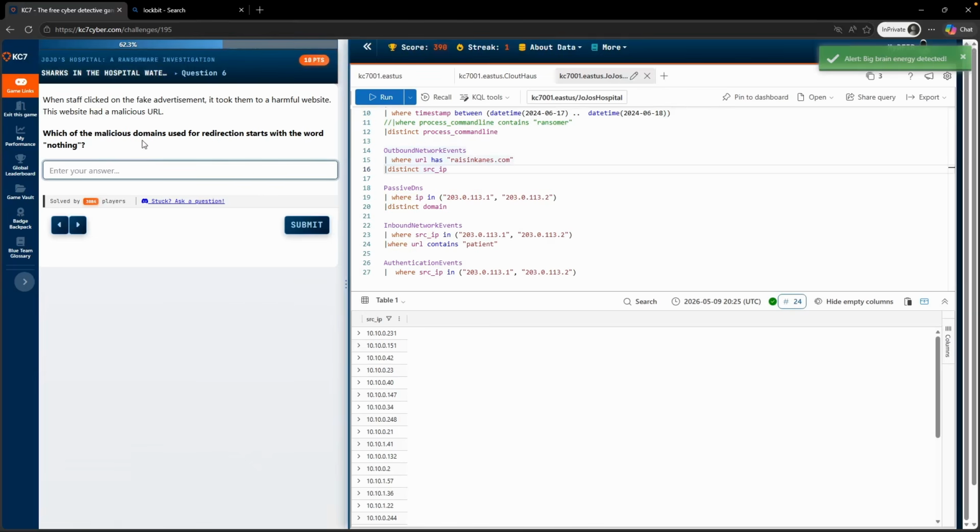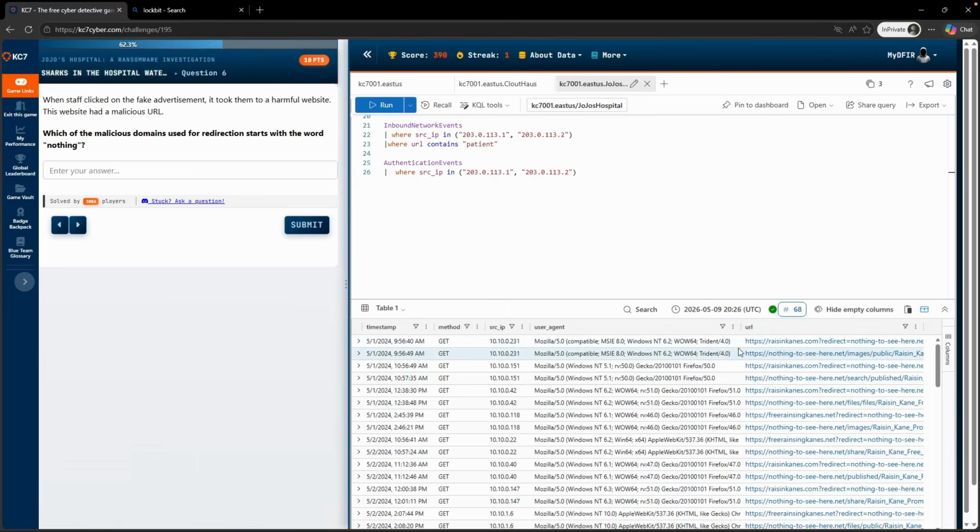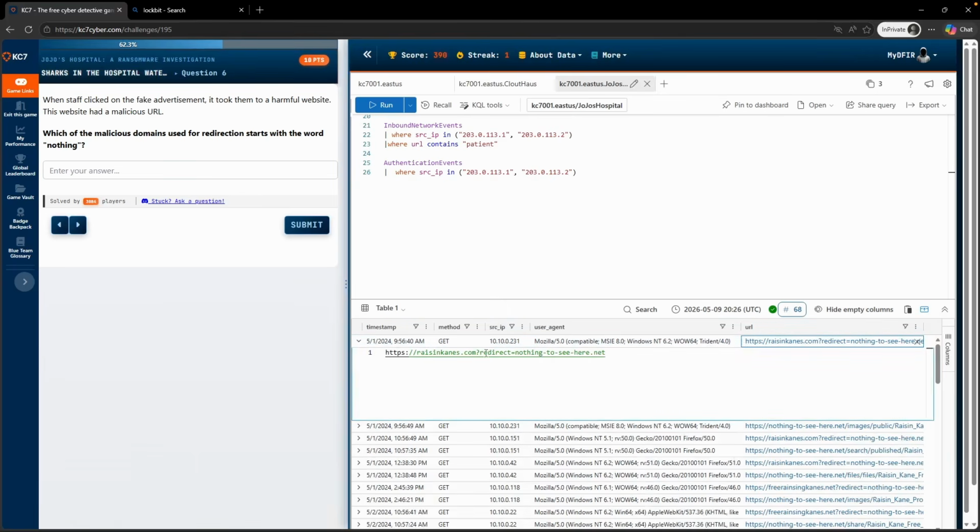Which of the malicious domains used for redirection starts with the word nothing? All right, let's remove our distinct source IP and we'll say where URL has nothing. And if we look at the first event from the top, we have the URL. Double click into that. We can see that there is indeed a redirect, and it's going towards nothingtoseehere.net. And that is going to be our domain of interest.